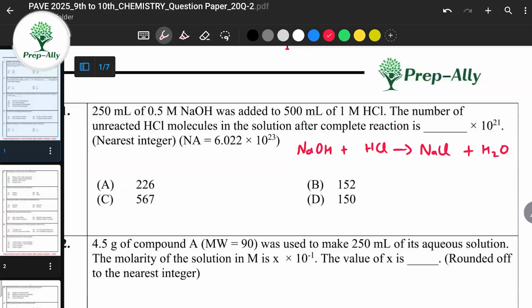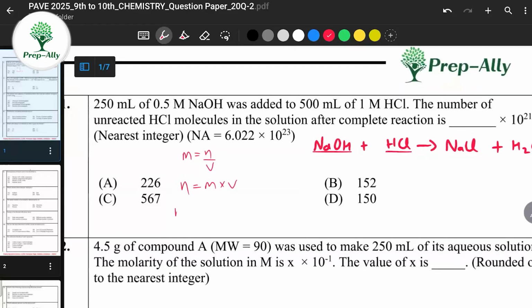Now, 1 mole of NaOH reacts with 1 mole of HCl. So we need to find the number of moles of both. Molarity is number of moles upon volume, so number of moles will be molarity into volume. Number of moles of NaOH will be molarity, 0.5, multiplied by 0.25 liter, because we need to convert the volume into liters by dividing by 1000.